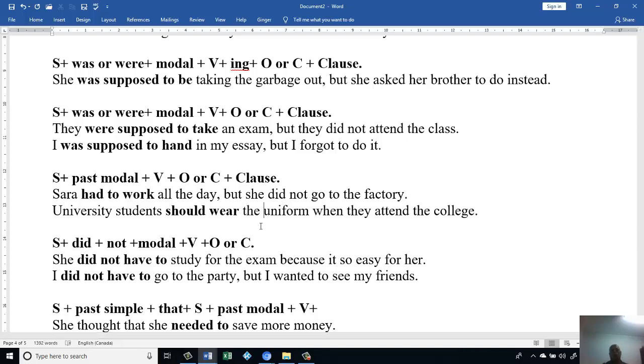We say the uniform when they attend the college. Sometimes we put another auxiliary verb to happen in the past. For example, she did not have to study for the exam because it's so easy for her. Or you could say, I did not have to go to the party, but I wanted to see my friends.